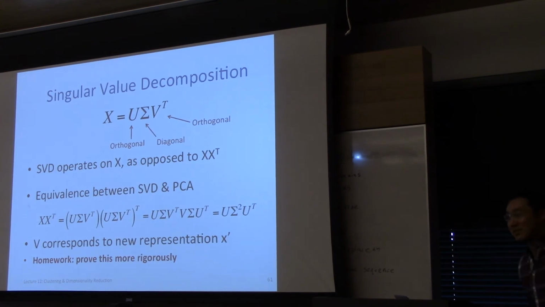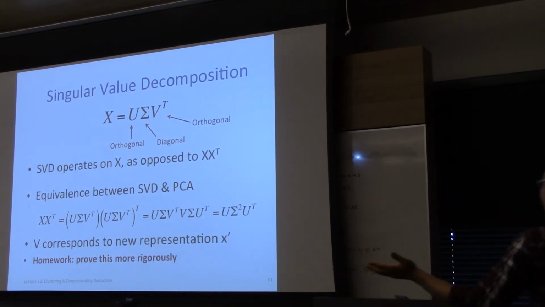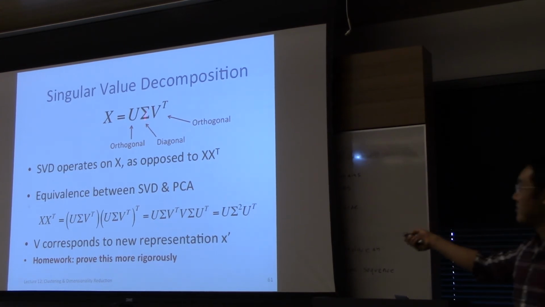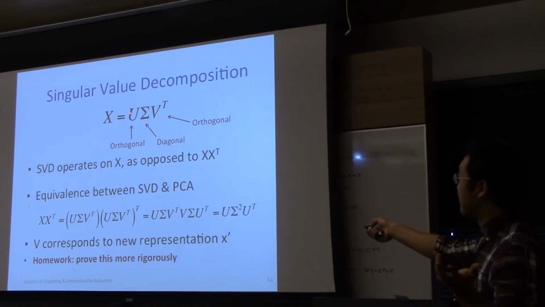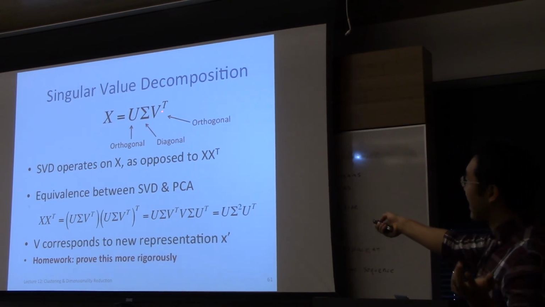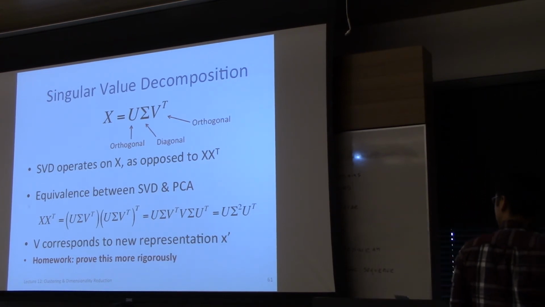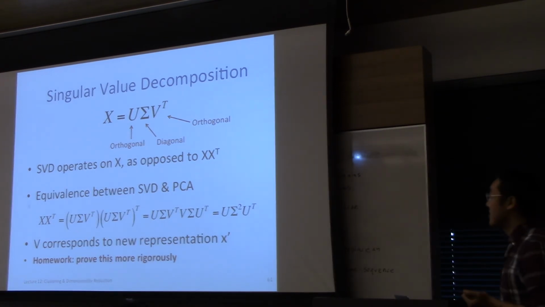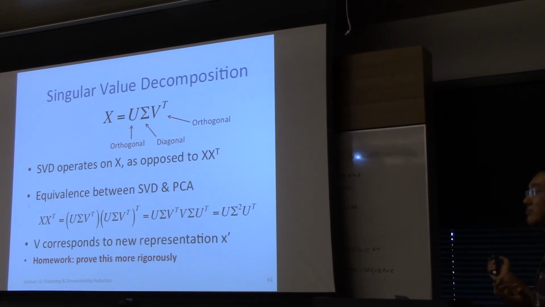So a lot of people ask about the singular value decomposition, right? The singular value decomposition posits something very similar. It says, I want to reconstruct a matrix X as an orthogonal matrix U times a diagonal matrix sigma times an orthogonal matrix V transpose, right? So the key difference between singular value decomposition and principal component analysis is that the SVD operates on X, whereas PCA operates on XX transpose.